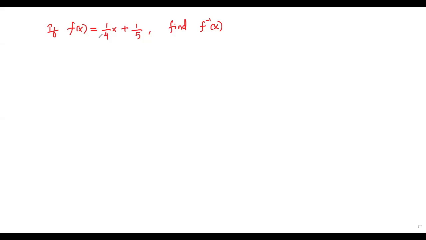Okay, so to get the inverse of the given function, our first step is to replace this f of x by y. So when I replace f of x by y, I'm getting y equals 1/4 of x plus 1/5. So this is the first step.